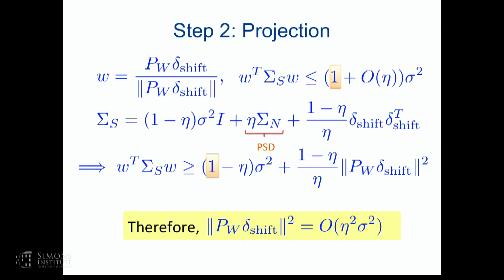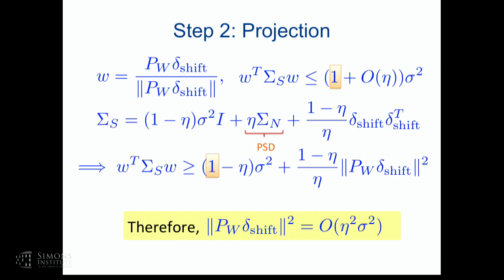So what we can show is that the projection of the mean shift vector onto the bottom n over 2 space is eta squared sigma squared. So just to note, this is an n over 2 dimensional space, and we are incurring an error which is independent of the dimension.